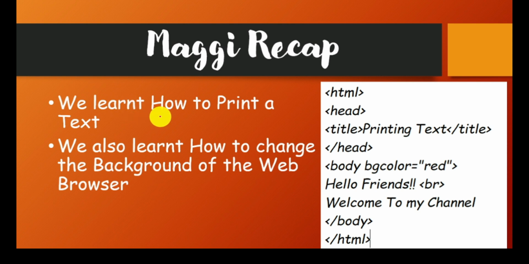In our last lecture, we learned how to print a text, and then we also learned how to change the background of the web browser. So this is the code which we did in our Notepad, and with this we wrote the text, printed the title, and with the help of bg color we changed the background color of the web browser. Then we wrote the text, and the br tag helped us to print the welcome to my channel in a new line.